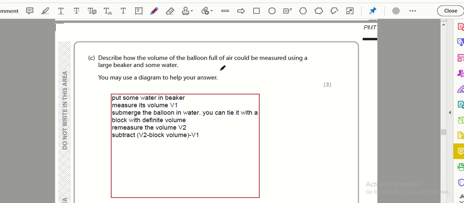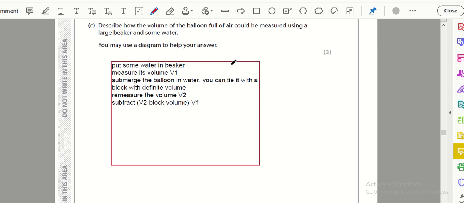Describe how volume of balloon full of air could be measured using a large beaker and some water. Use a diagram to help. Put some water in beaker, measure its volume, name it V1, submerge balloon filled with air in the water. You can use a block, tie the balloon with the block, and this block should have a definite volume. You should know the volume.